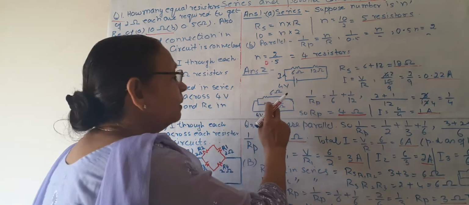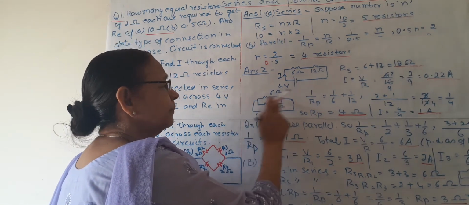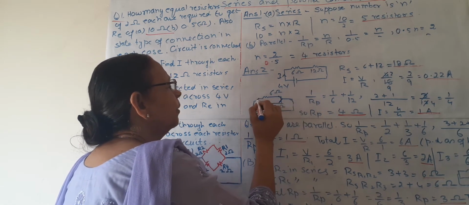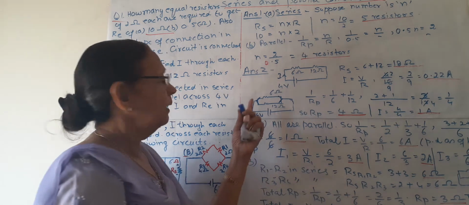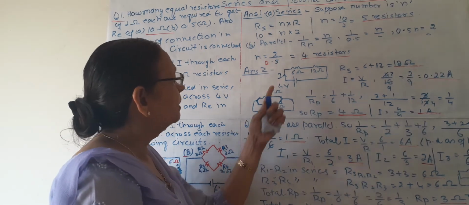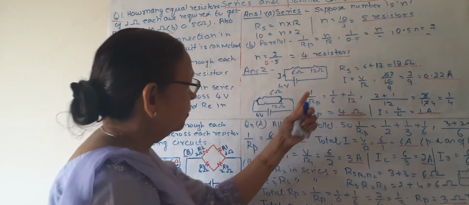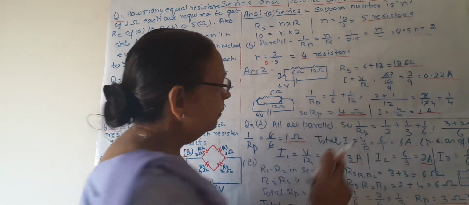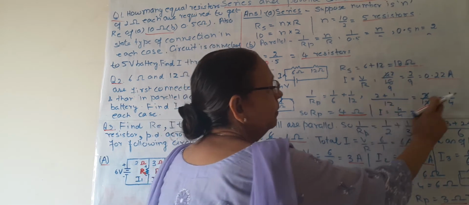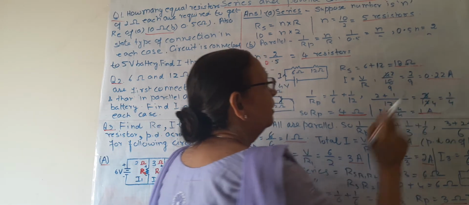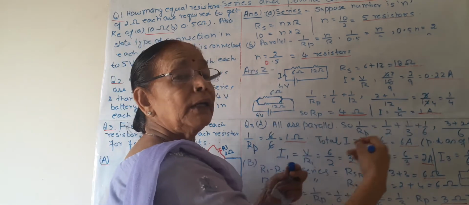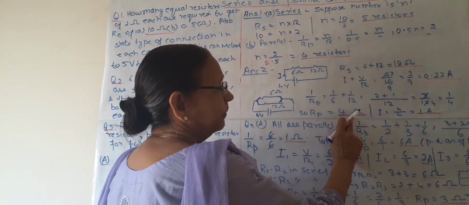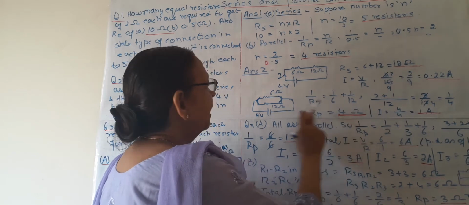So this is the parallel combination. Here these two, both their ends are joined at one point. Here also their ends are joined at the other point. 6 and 12 we have written. So 1 upon R will be 1 upon 6 plus 1 upon 12. 12 is the LCM. So it will come to 1 upon 4. We will turn it round. So RP will be 4 ohm. 4 ohm will be the RP.